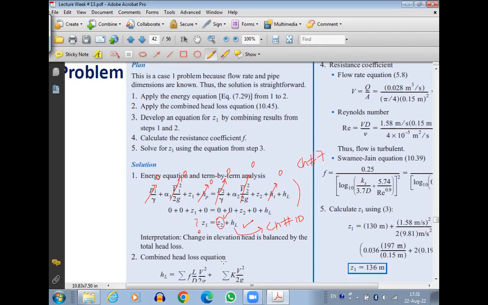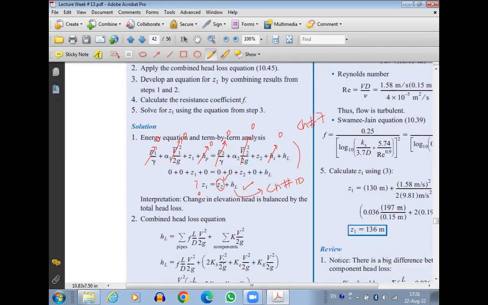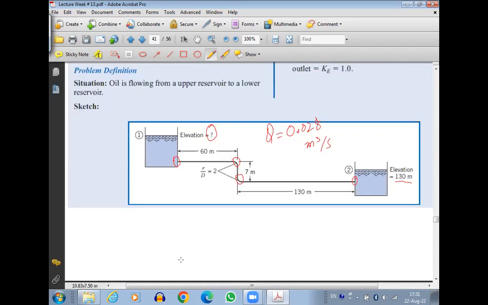Okay. So now let's come over to find HL. This is the formula for finding HL. You will have it for the case of pipes and for the case of components. For the case of pipes, we'll have f L by D. We can find out what is the length. So total length is what? You see here 60 meter, 7 meter, 130 meter. So 60 plus 130, that's 190, and plus 7, 197. So straight pipe length is 197.